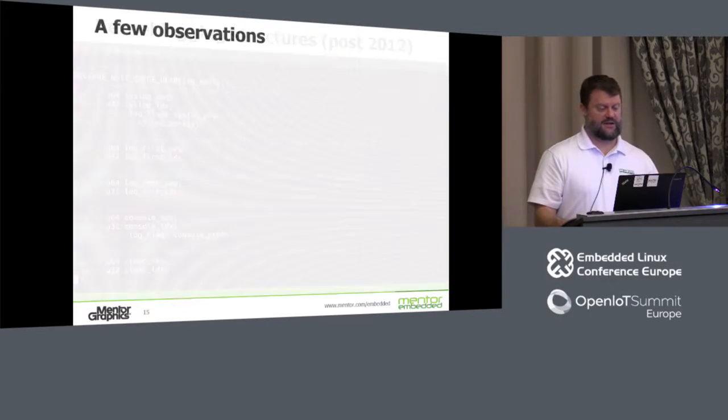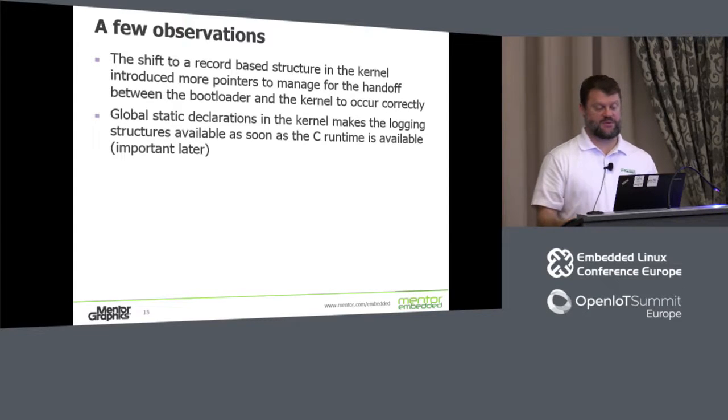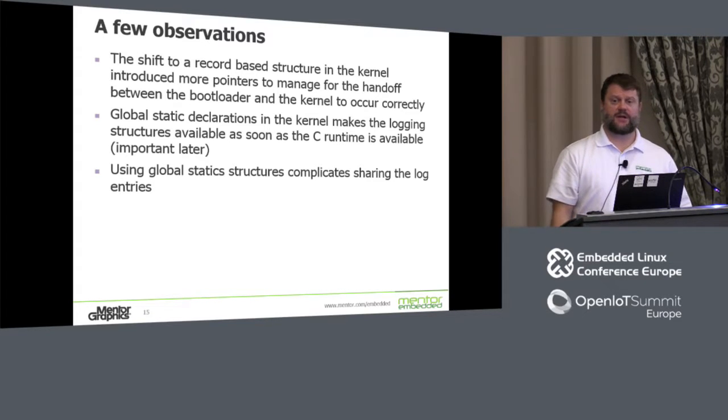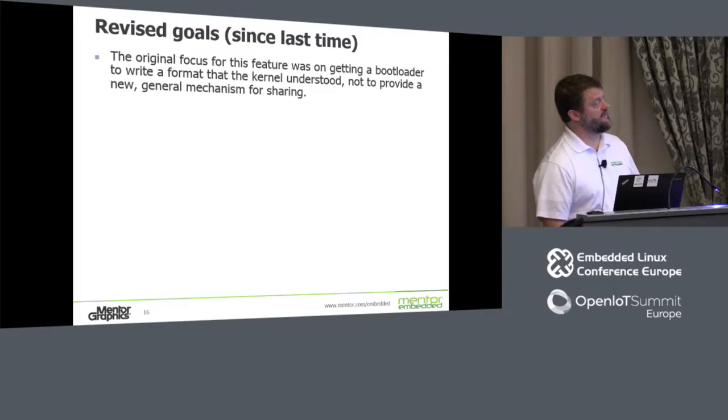And then I come along, a few observations. In order to allow a clean handoff, the introduction of additional pointers made this more complicated. That's really what it comes down to. I've already covered this point, which is that the global declarations, the static declarations, makes it available right away. Unfortunately, that also comes at a cost for sharing. Because those are just a bag of variables inside the printk.c, it makes it quite difficult to replace. So one of the first things I have to do when I come into this is replace that. And I'll cover that in design goals.